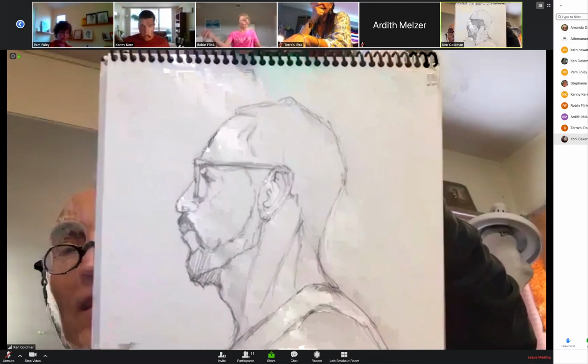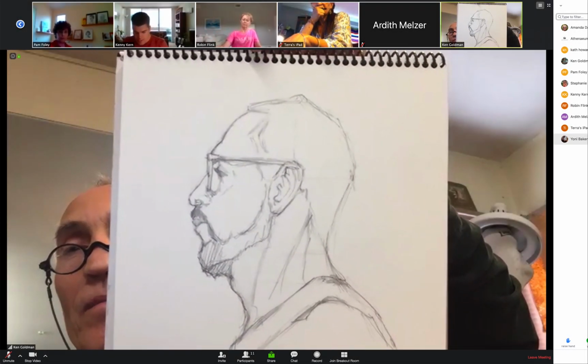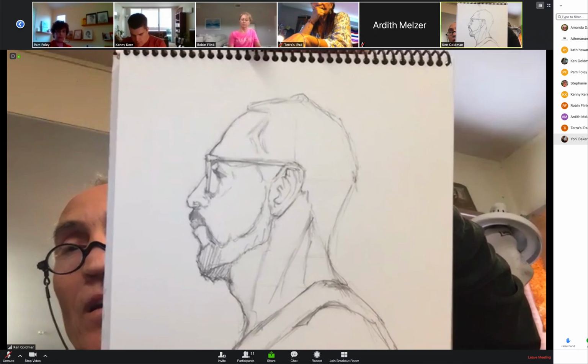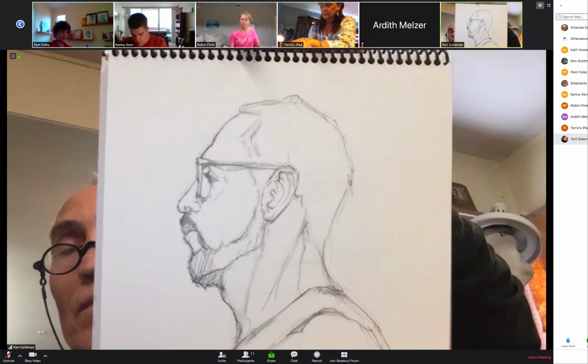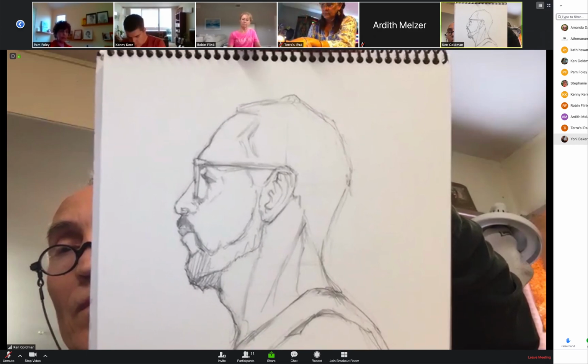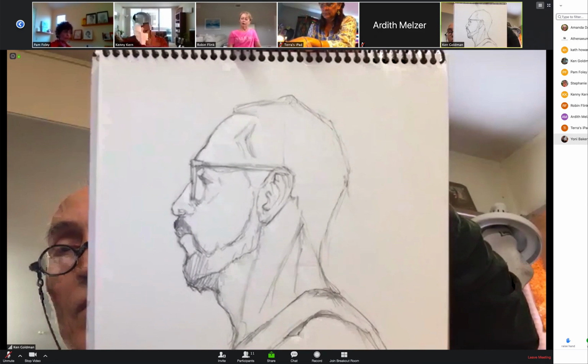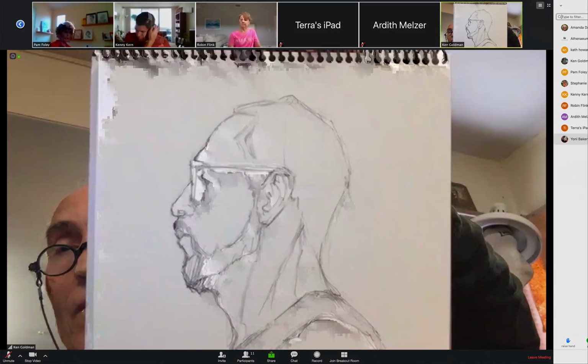You look at the glasses, they are very perpendicular. In fact, that's what makes these other angles so interesting, is how vertical the glasses are. And then look where the eye sits behind the glasses.